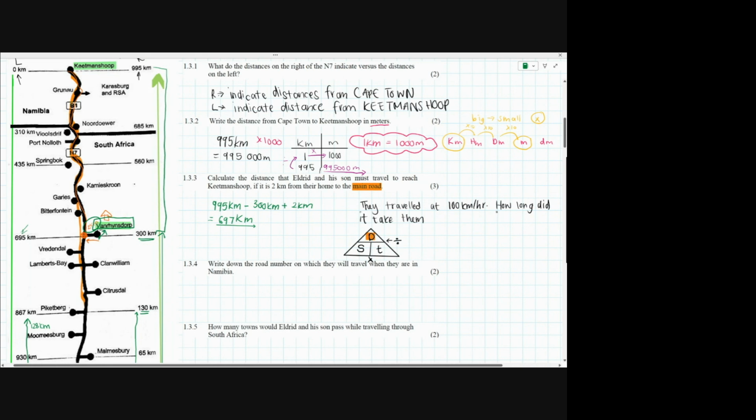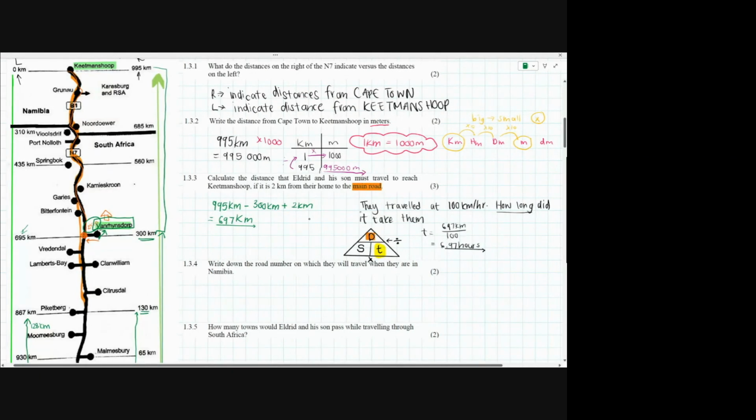So the question is asking how long, that's looking for time, which means that in this beautiful little triangle I've drawn, we're looking for t, which is distance over speed. So we would take our distance, which we've just worked out to be 697 kilometers, divided by our speed of 100 kilometers per hour, and that gives me 6,97 hours.